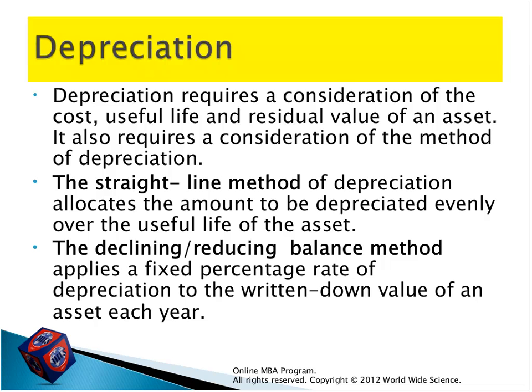We have two methods which are often used in companies and businesses. The first one is the straight line method, which maybe you have heard about. And we also have the method called the declining or reducing balance method. What is the straight line method? The straight line method of depreciation allocates the amount to be depreciated evenly over the useful life of the asset.